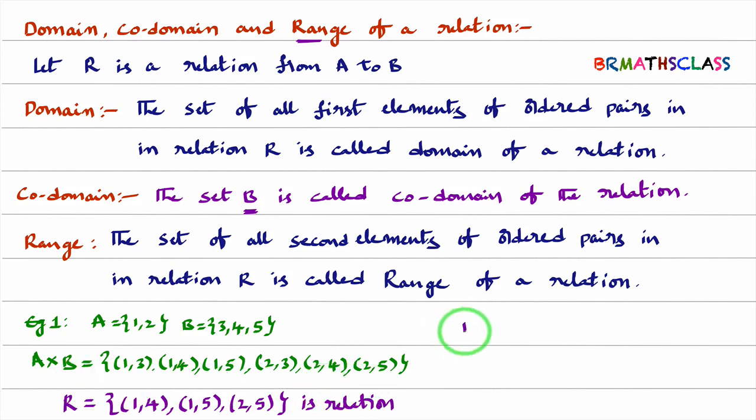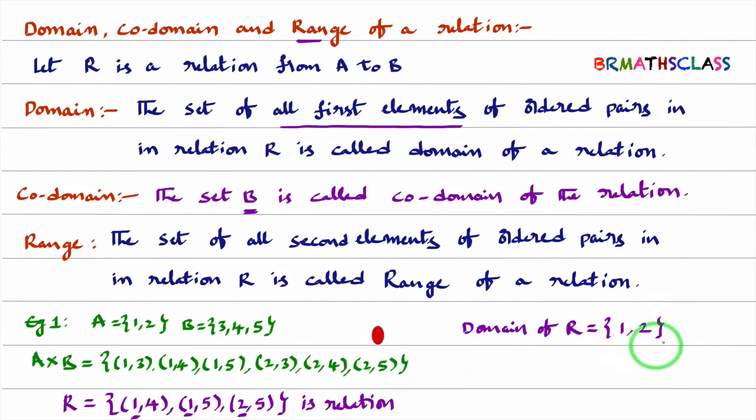Now the point is, what is the domain of this relation? As per the definition, the domain is the set of all first elements of ordered pairs. In this relation, 1 is the first element and 2 is the first element. The set of all first elements of ordered pairs in a relation R is called the domain of the relation. So the domain of the relation here is {1, 2}. Again 1 is there, no need to write it again. This is the domain of the relation.